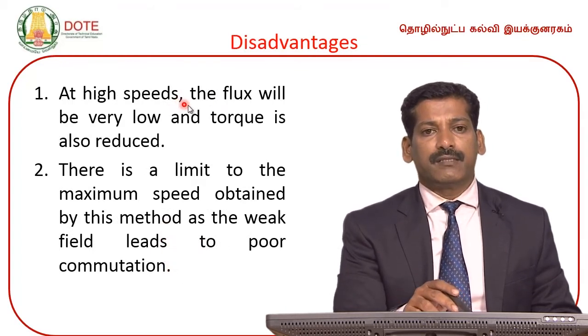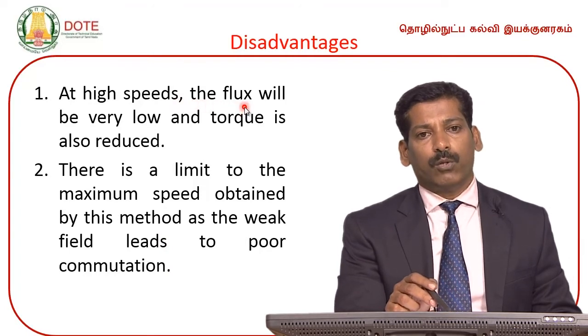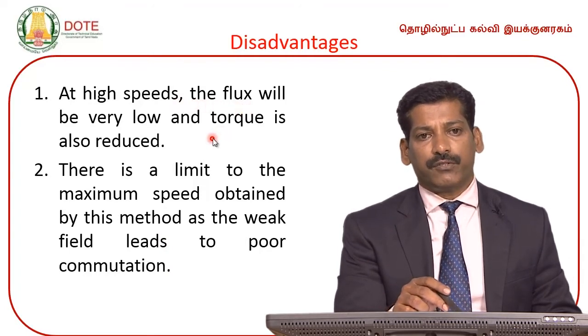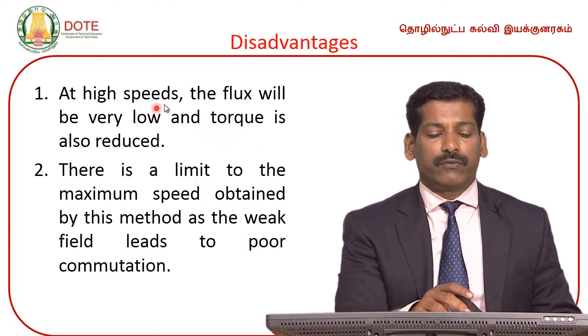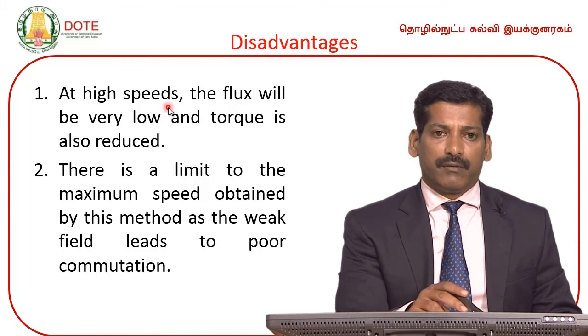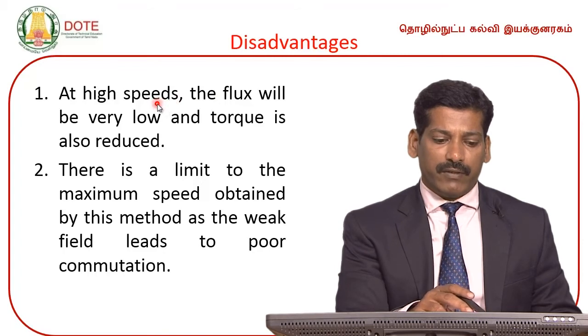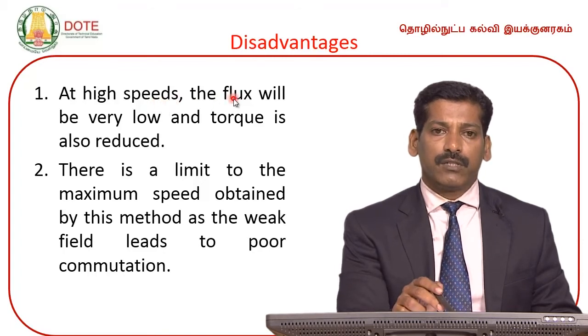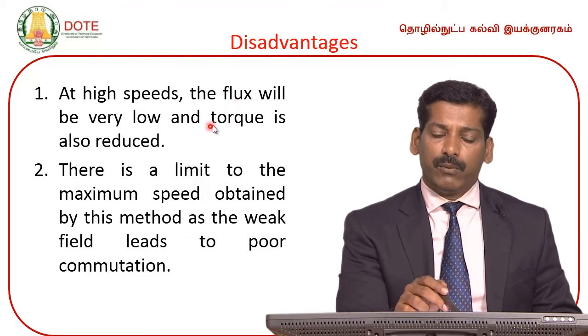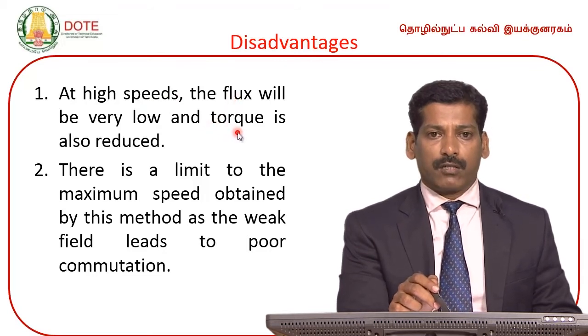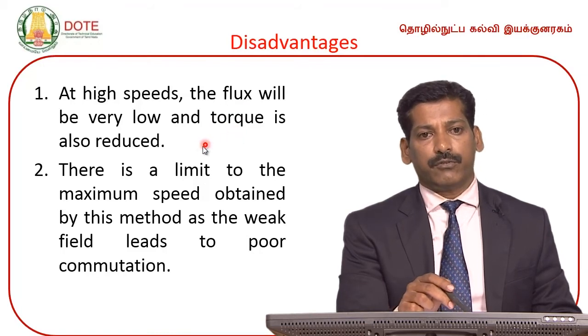At high speeds the flux will be very low and the torque is also reduced. So, this is a very important point which should be kept in mind. At very high speeds, what will happen to the flux? Flux is inversely proportional to the speed. So, at very high speed the flux will reduce. Once the flux is reduced, ultimately it will have an adverse impact on the torque also. Torque is also getting reduced.